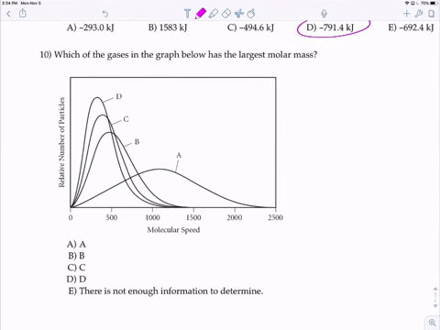Okay. Which of the gases in the graph below has the largest molar mass? The heavier gases have a narrow distribution. The lighter ones have a more broad distribution. So D is the heaviest and A is the lightest. So the answer is D. So questions with that one? That's kind of a more conceptual one. That one's just plain old D.